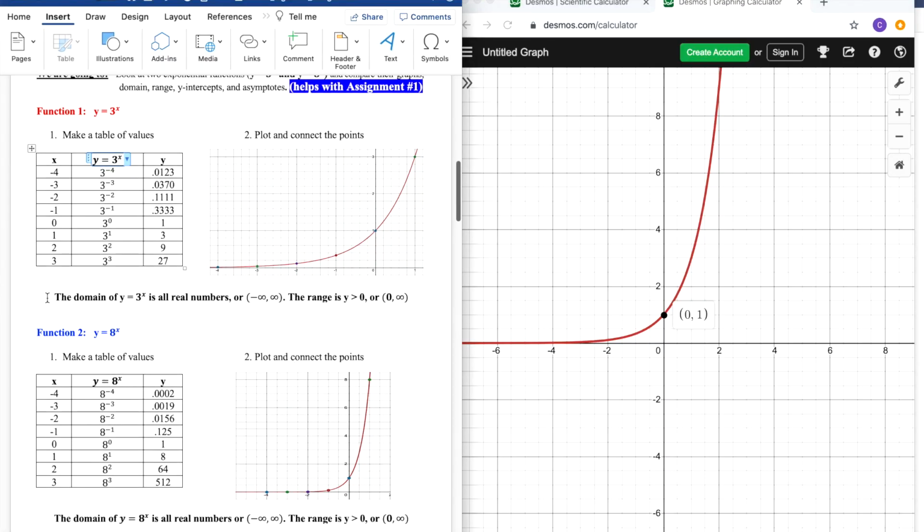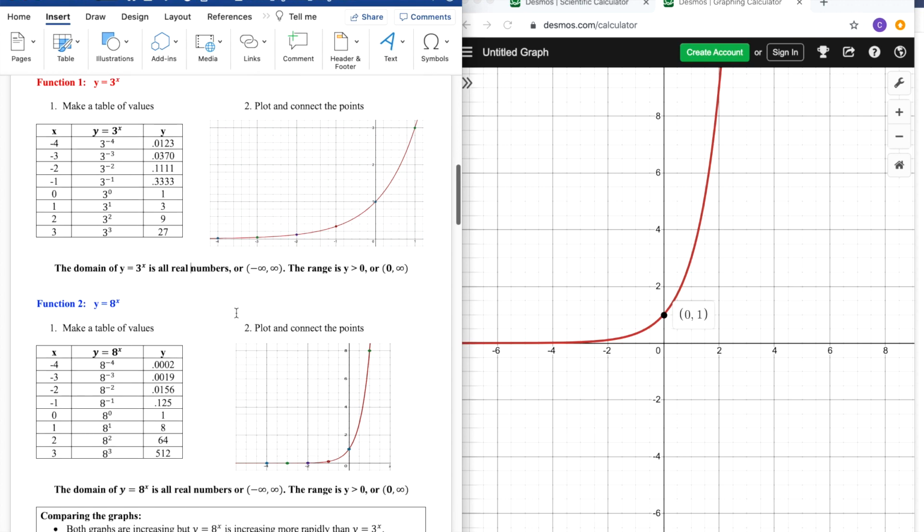So that's basically what's stated here. The domain of y equals 3 to the power of x is all real numbers, or negative infinity to positive infinity. The range is y is greater than 0, or 0 to positive infinity. Your y-intercept is at (0, 1), and your horizontal asymptote is at y equals 0.